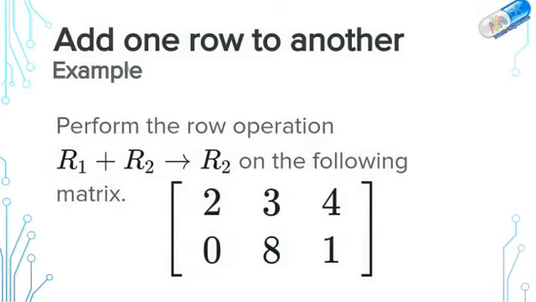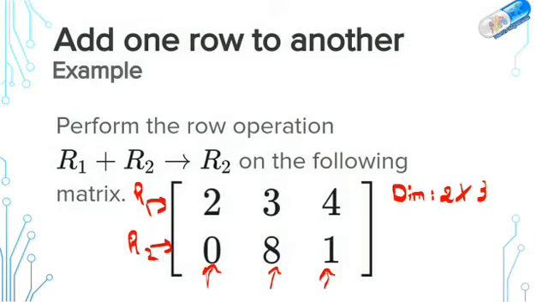The third operation on matrix is add one row to another. Example: perform the row operation R1 plus R2 replaces R2 on the following matrix. So here we have two rows only. We have R1 and R2. This is the matrix, and the dimension of this matrix, if you want to revise about the dimension, is 2 by 3 because we have two rows and three columns, as you see. Now, to perform the row operation R1 plus R2 replaces R2, instead of R2, we will put here R1 plus R2.